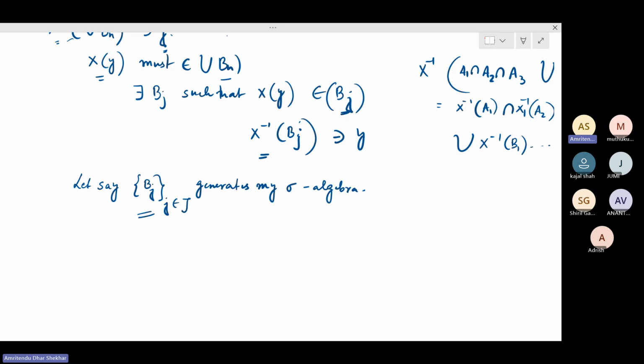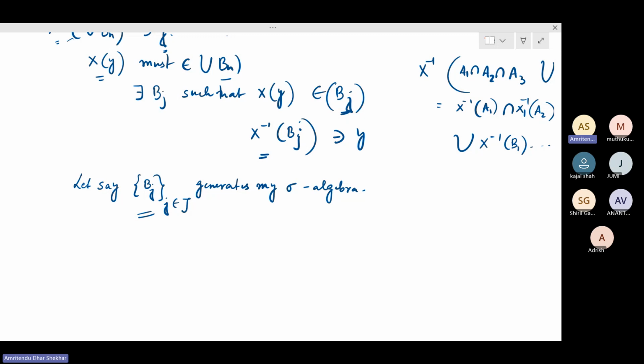I do not have to show it for all the sets of the sigma algebra, which is a much harder task. You do not know the full structure of the sigma algebra. To show that something is actually a sigma algebra is a very hard thing. To show that actually something is a measurable map is a very hard thing.